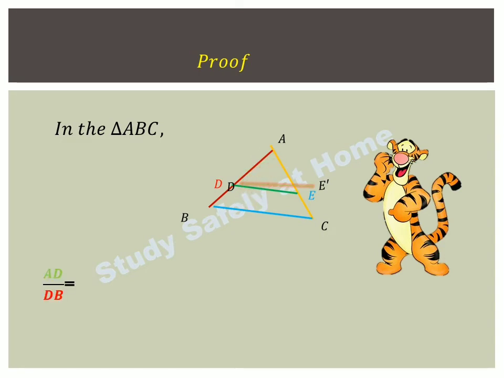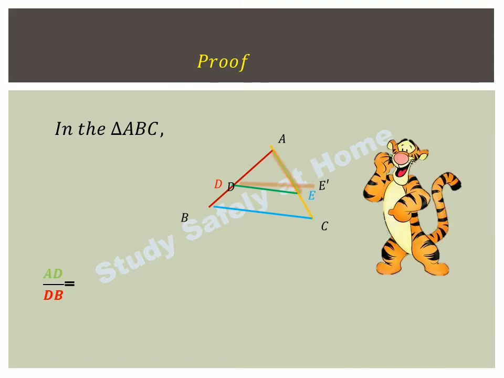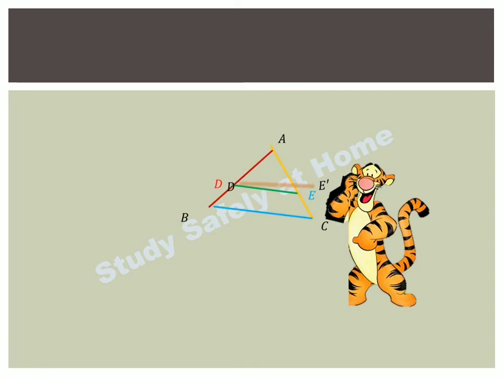In triangle ABC, what has been given? AD by DB is equal to AE by EC. That is given. Okay, once again, DE dash is parallel to BC.